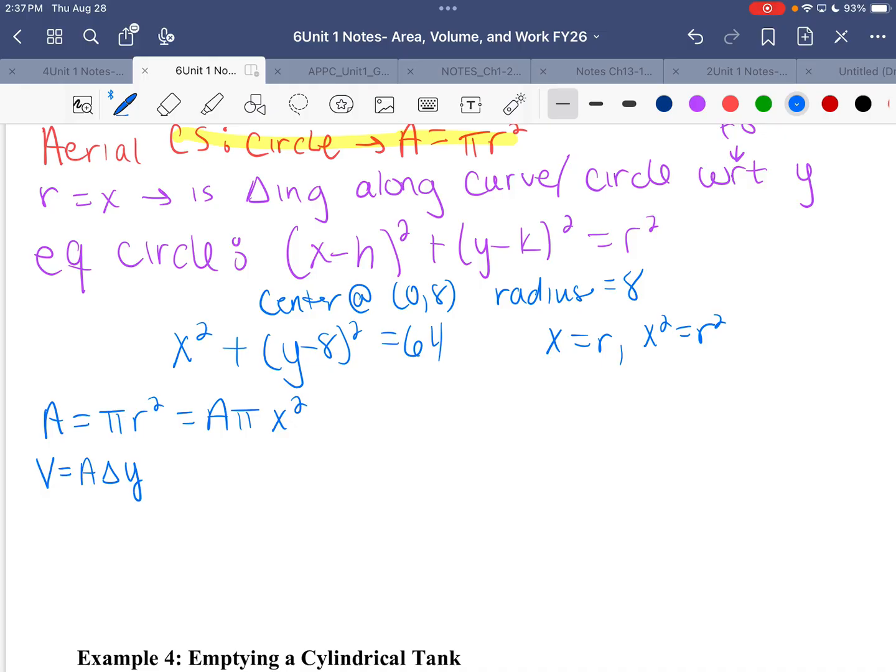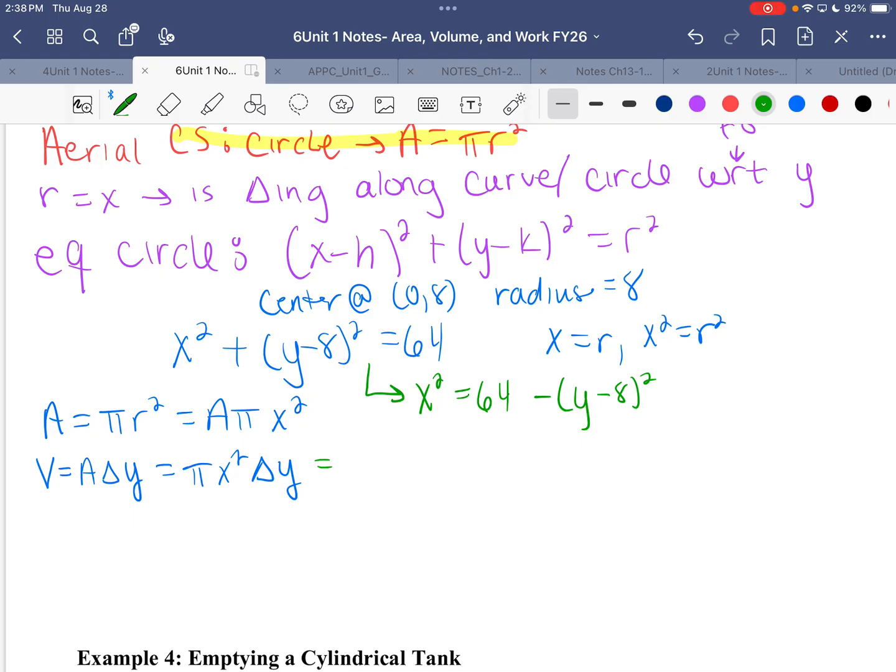So if I said pi x squared change in y, does that make sense? Yeah, but is that going to integrate well? No, so what should we do? Yes, change the x to be in terms of y on the circle. So we have x squared is equal to 64 minus y minus 8 squared.